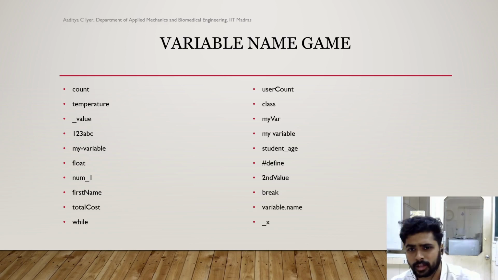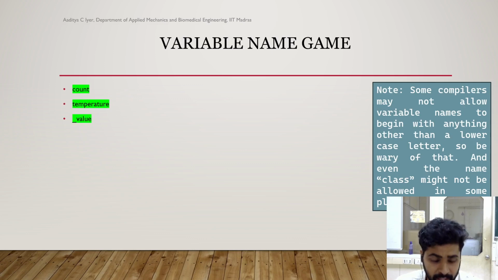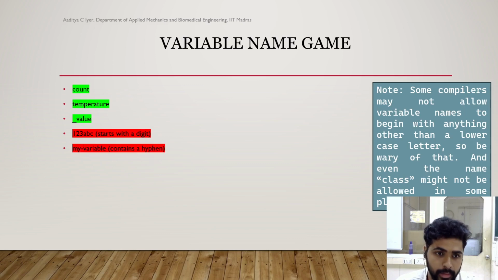Make a note somewhere: count is valid, temperature is valid, underscore value is valid, and 1, 2, 3 ABC is not valid because it starts with a digit, and as we know, it should start with an alphabet. My-variable is not valid because it has a hyphen, and the only special character we can use in a variable is the underscore. Please keep that in mind.